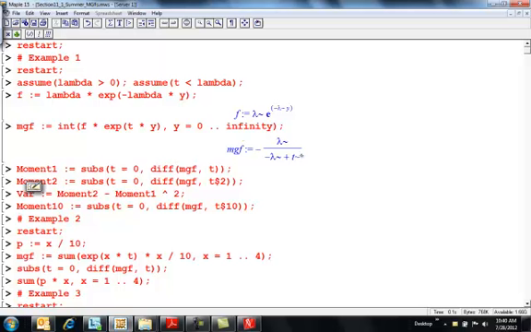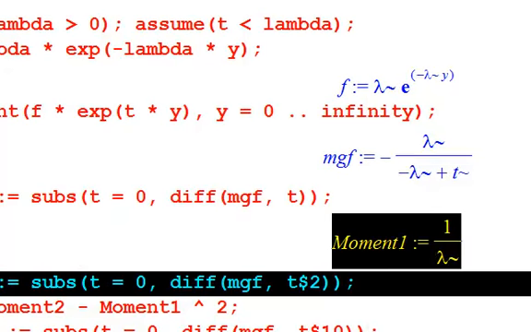This is what we just did. The first moment, take the derivative. That's all I'm doing right here. Take the derivative at t, and then stick in t equals 0, and you'll get the first moment, which is the mean. So let's put it there and execute it. So the first moment of an exponential is 1 over lambda, which is the mean of an exponential.